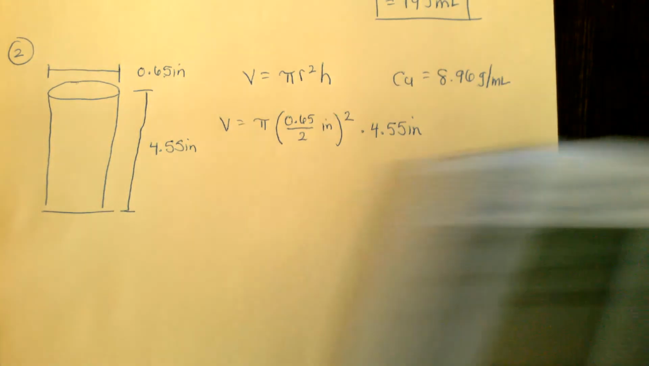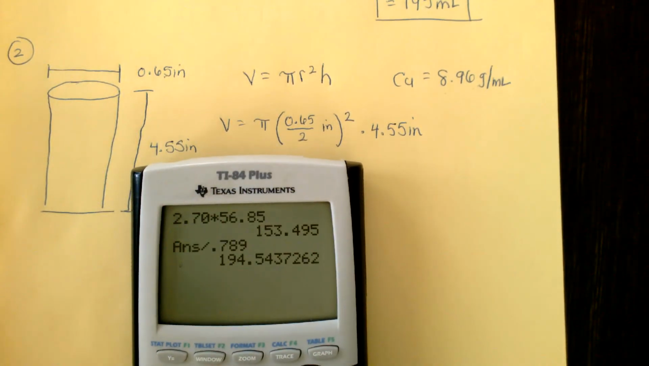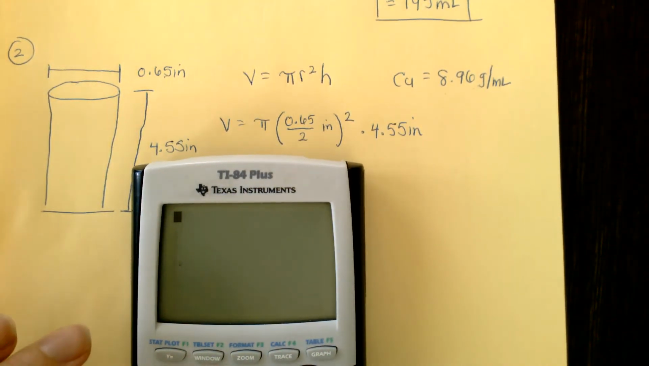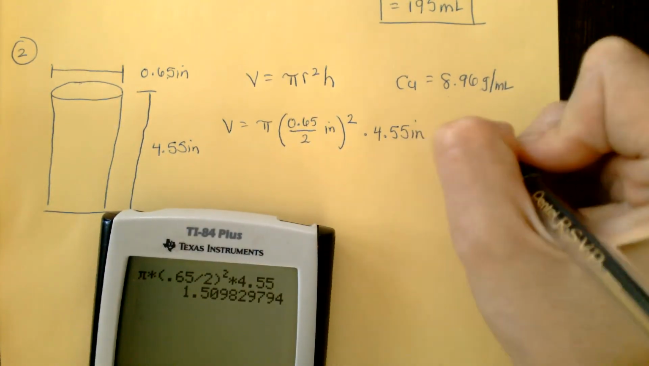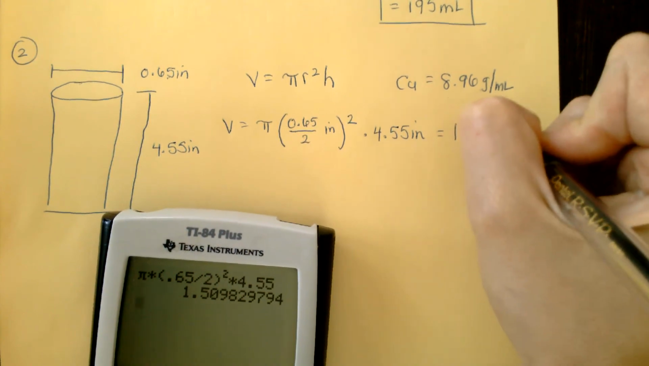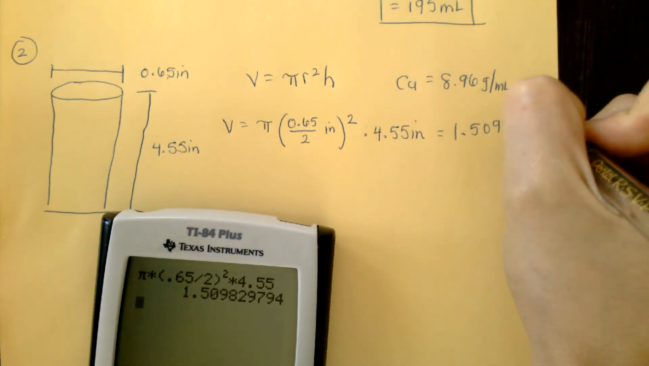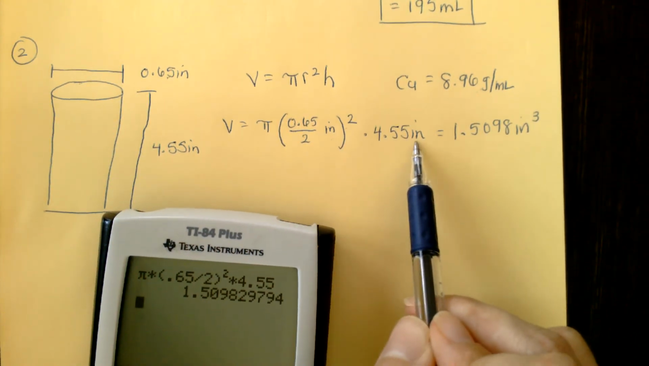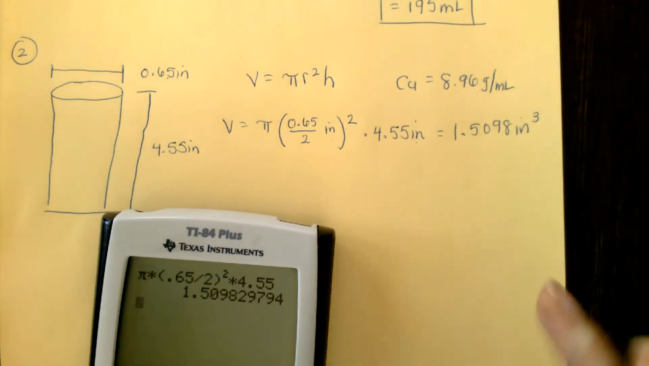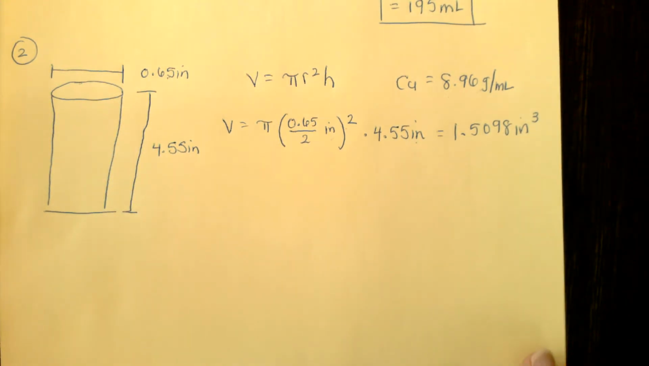Okay, so let's put this in our calculator. So we have pi times our 0.65 divided by 2, and we're going to square that, and then multiply our height of 4.55. So we get a volume of 1.5098 inches cubed. So when we square our inches here to get inches squared, and then multiply it by another inches to get inches cubed. Okay, so this is our volume.